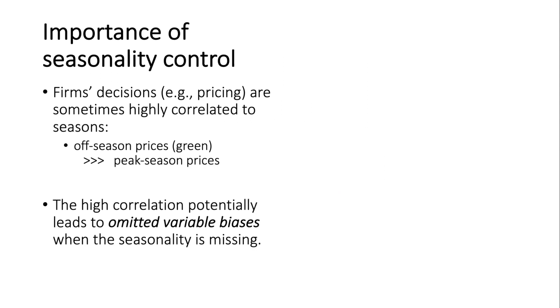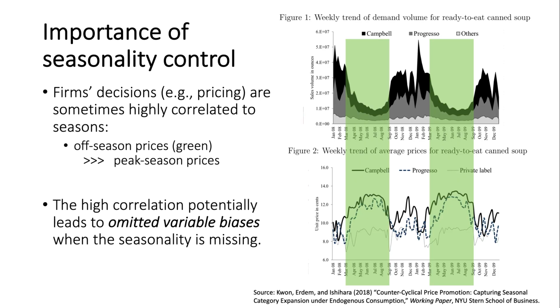Seasonality control is important because firms' decisions, like pricing, are sometimes highly correlated to seasons. These two figures show the weekly trend of demand volume and average price for ready-to-eat canned soup. The green area indicates the off-season, which is summer. As in figure 1, demand volume is relatively super low during the off-season. But as in figure 2, during the summer, the soups were sold at a relatively high price level. Thus, if the seasonality is missing in analysis, we may have omitted variable biases due to the highly correlated coefficient between the price and seasonality.